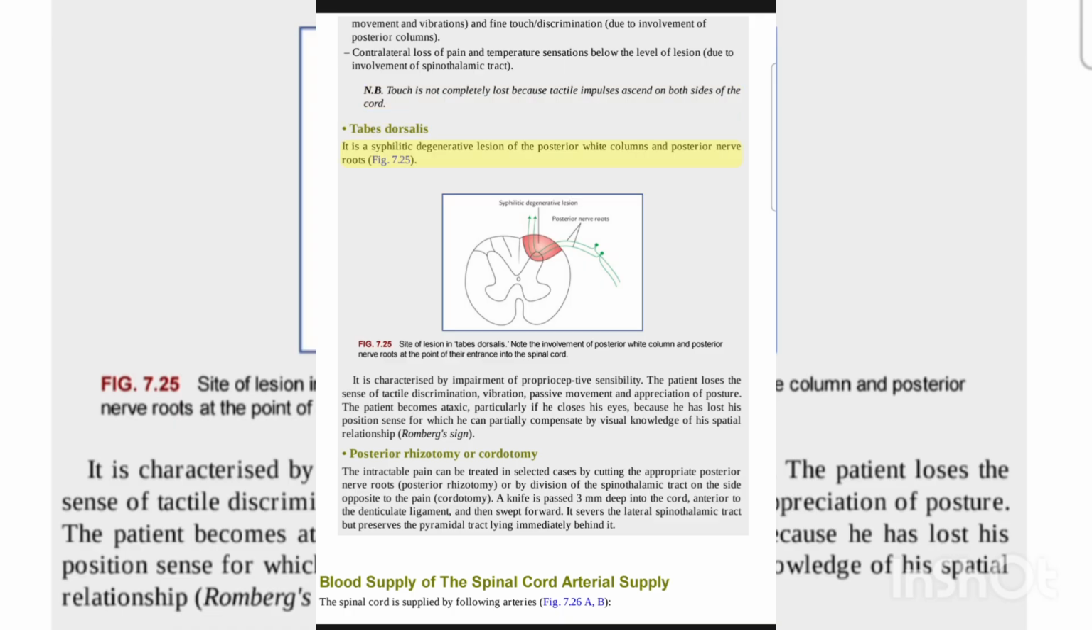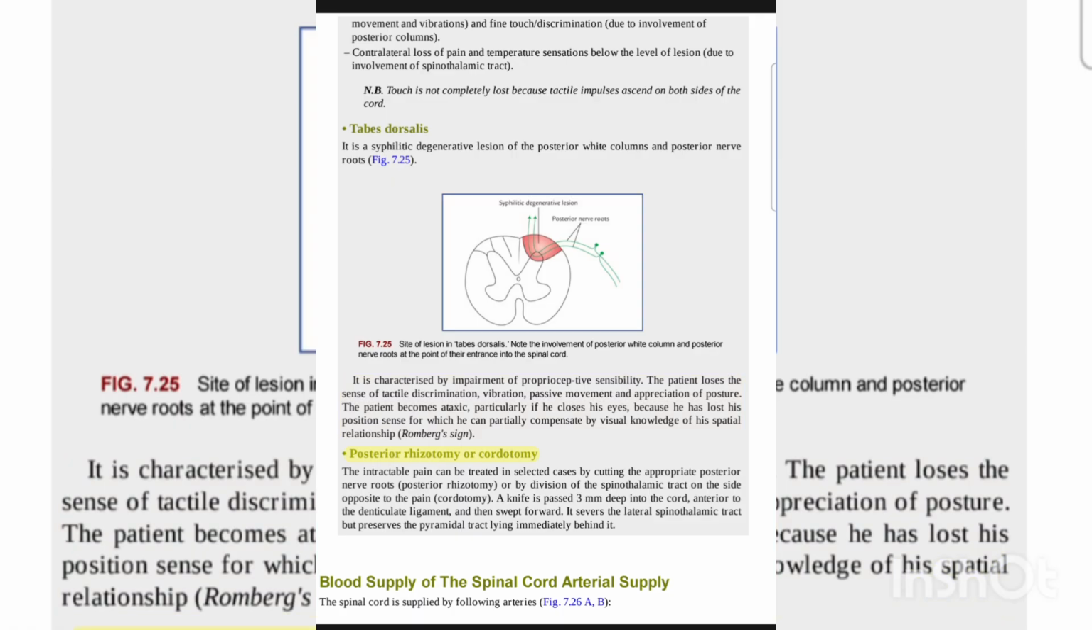Tabes dorsalis. It is a syphilitic degenerative lesion of the posterior white columns and posterior nerve roots, Fig. 7.25. It is characterized by impairment of proprioceptive sensibility. The patient loses the sense of tactile discrimination, vibration, passive movement and appreciation of posture. The patient becomes ataxic, particularly if he closes his eyes, because he has lost his position sense, for which he can partially compensate by visual knowledge of his spatial relationship, Romberg's sign.